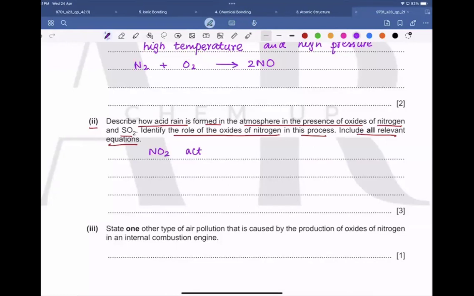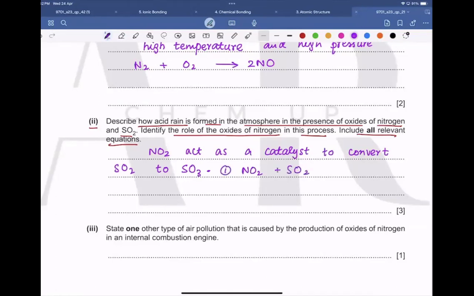its role we have to mention. So it acts as a catalyst. And now we have to write the equations. So the first equation would be, and it acts as a catalyst, if you write the complete thing, to convert SO2 to SO3. So in the first equation, nitrogen dioxide reacts with sulfur dioxide and it loses one oxygen to sulfur dioxide. As a result, sulfur dioxide forms sulfur trioxide.